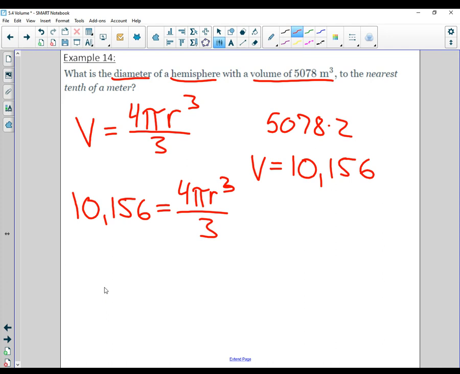Okay? Just like solving for any other variable. First, I'm probably going to multiply the 3 over. And so the 3's cancel. So we have 3 times 10,156. We get 30,468.